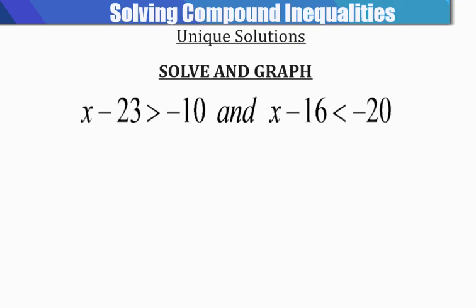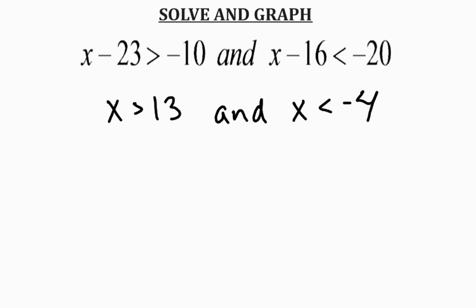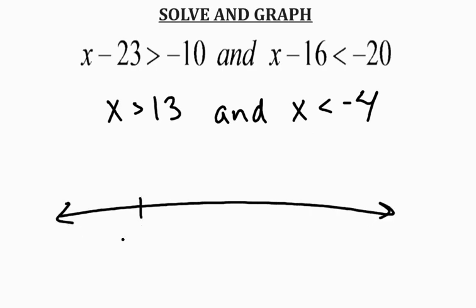Last one in the note packet is a special case. What if I ask you to graph the answers for x minus 23 is bigger than negative 10 and x minus 16 is less than negative 20? So I'm going to solve both of these. Add 23. I then end up getting x is bigger than 13, and add 16, I get less than negative 4. And then I ask myself, if I try to graph this on a number line, I want all the numbers that are less than negative 4 and bigger than 13.